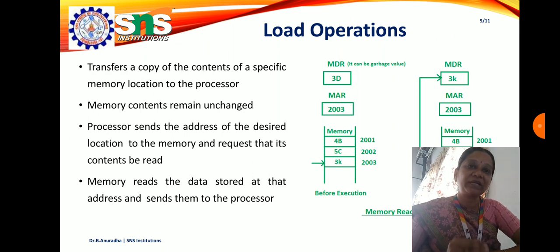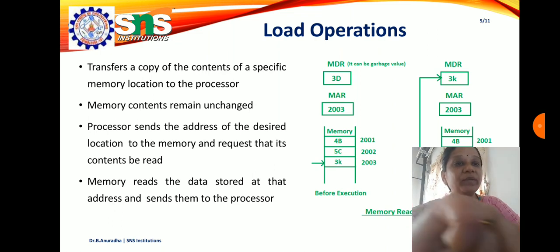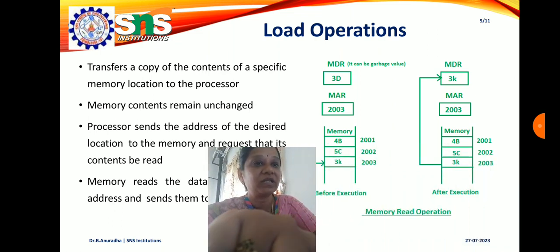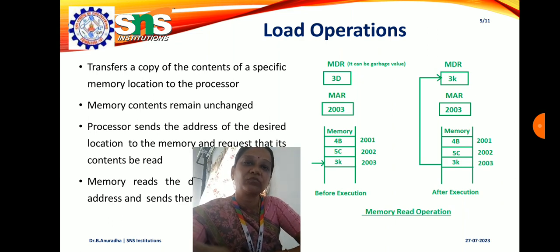The processor will send this address to the particular location and request it to be stored. So according to this diagram, before execution, we have 3D data and the MAR is holding 2003, the memory location. MAR is nothing but the memory address register. So I want to load the content which is in the MDR into memory location 2003, and that will be done here. In this diagram you can see after execution, the content of 2003 is replaced by the different data.